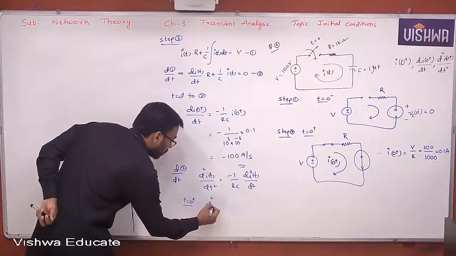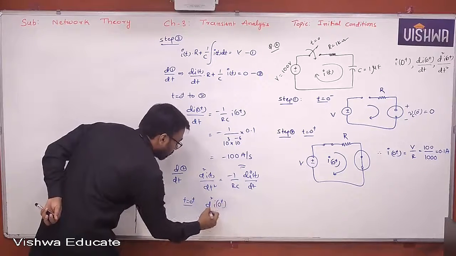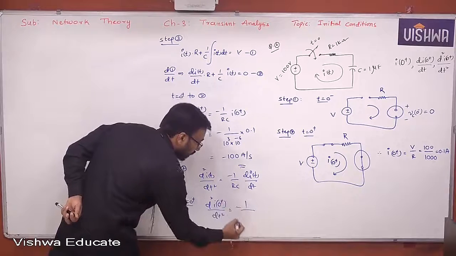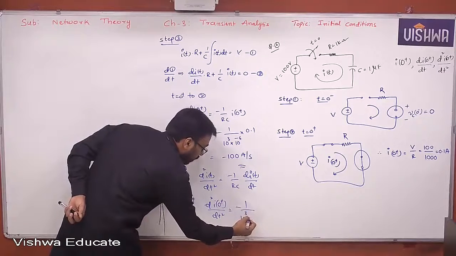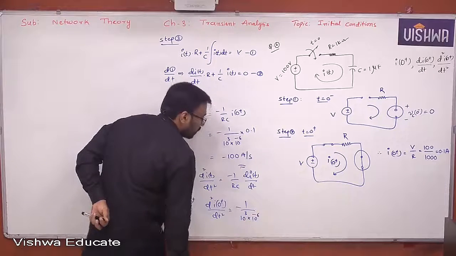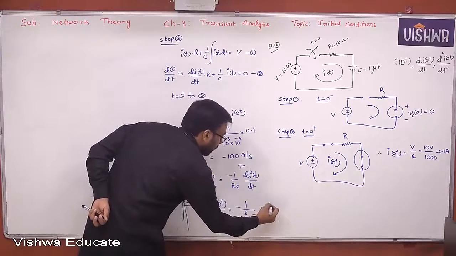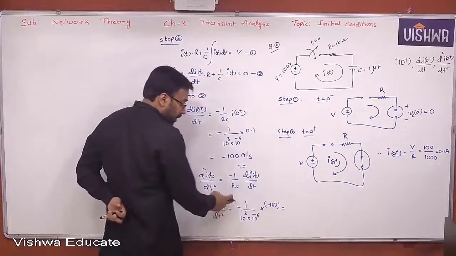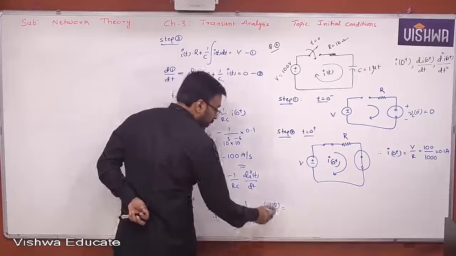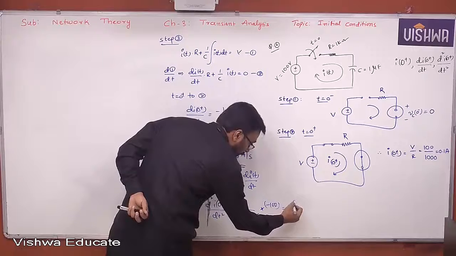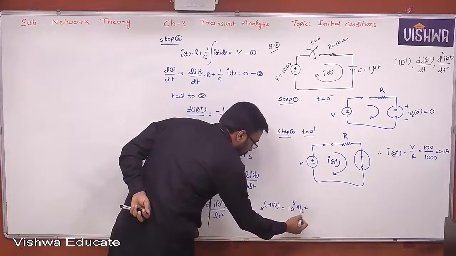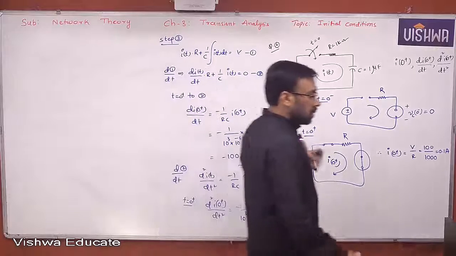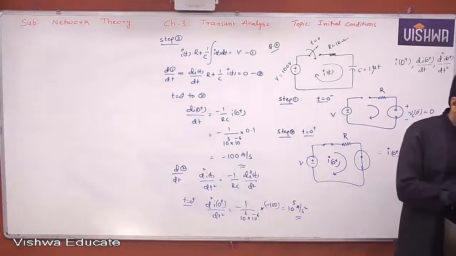So now let us apply t equal to 0 plus conditions. Then what will I get? d square I(0+) by dt square is equal to minus 1 by, once again here, 10 power 3 into 10 power minus 6, into minus 100. So what will you get? Minus into minus is plus, 10 power 3 into 100, 10 power 5 amperes per second square. So this is how you are supposed to solve the problems. Okay, do it all of you.